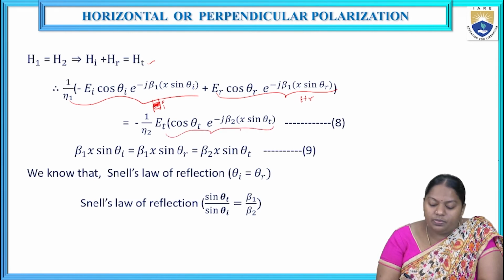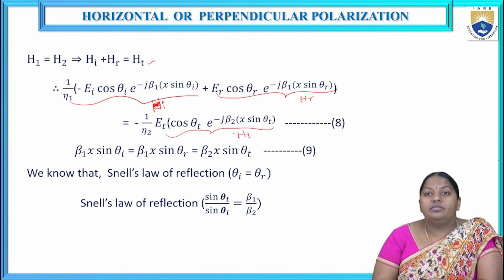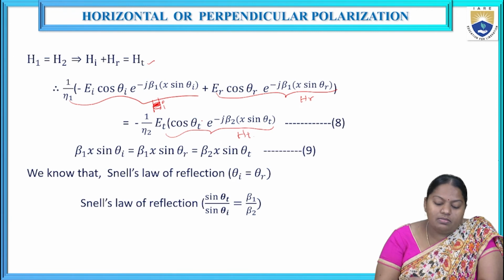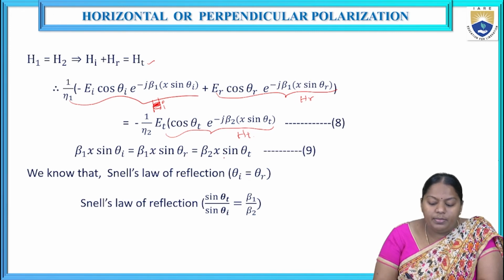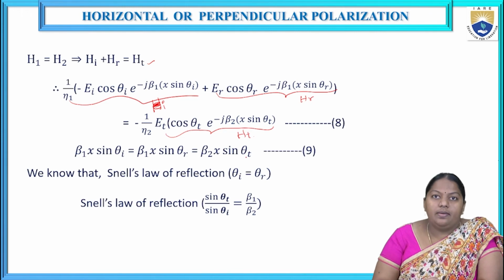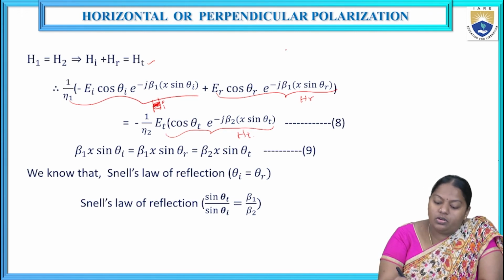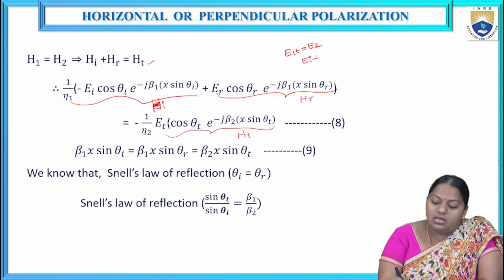This we obtain from what? Transmitted wave field strength as H_t. Okay, H_i plus H_r is equal to H_t. Now from this, beta_1 x sin theta_i equals beta_1 x sin theta_r equals beta_2 x sin theta_t. Why? Because, as we know, according to the boundary conditions E_1t equals E_2t, then E_i plus E_r equals E_t. Depending upon this, we have equated like this.